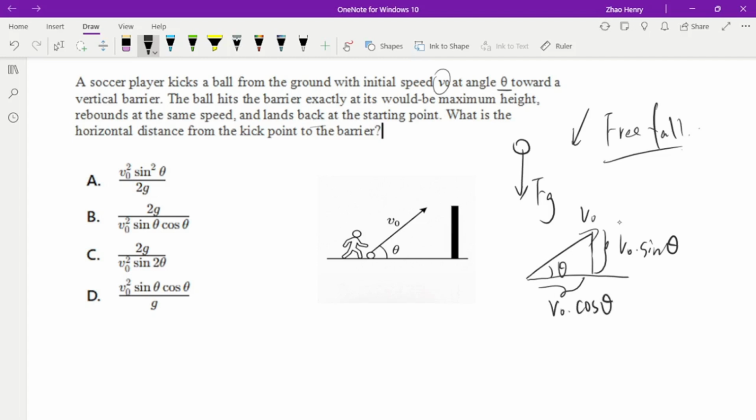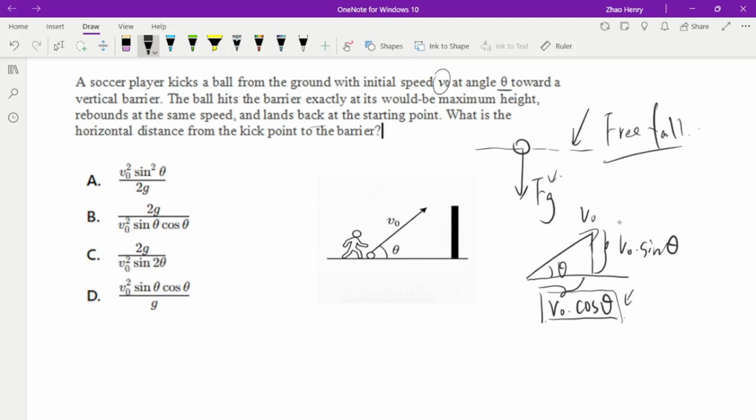Let's look at the free body diagram. The only force that acts on it is gravitational force, right? And there are no external factors horizontally that affect the ball, which means its motion horizontally will never change in this question. Which means v0 times cosine theta, its horizontal component, will never change. It stays the same until it hits a barrier. So let's keep it there.